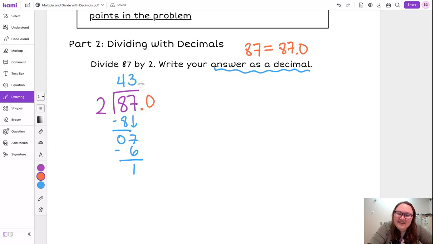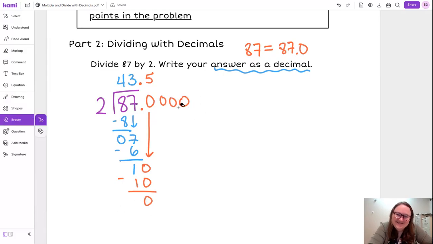When I do that, that is also where the decimal point goes in my answer. And by doing that, it gives me another number to bring down and to divide by. So to finish this, I say how many 2's are in 10, or 10 divided by 2, and that answer is 5. 5 times 2 is 10, which means I am done. There is no remainder. Now, if I did have a remainder, you can always add as many zeros as you need, but here I just need 1.